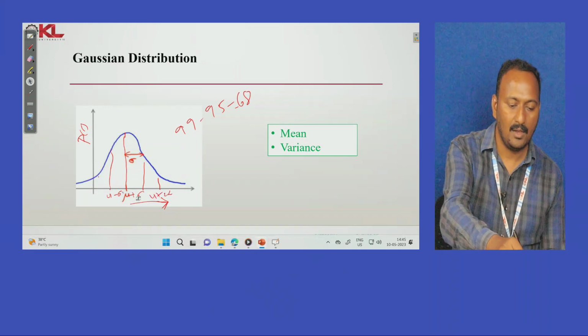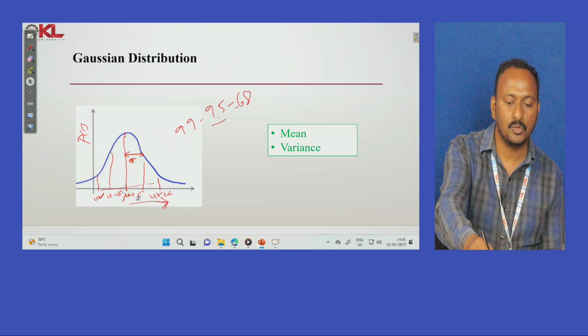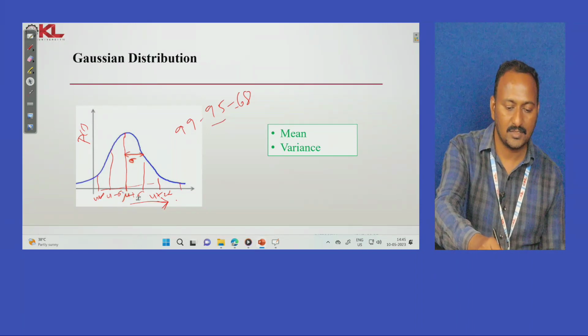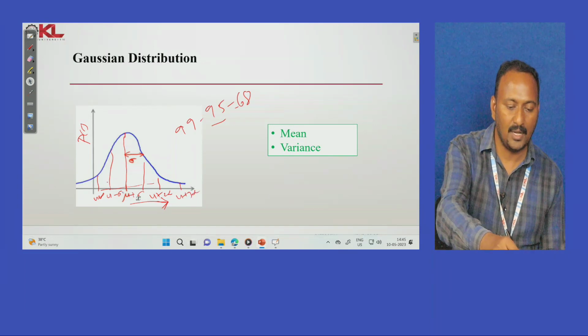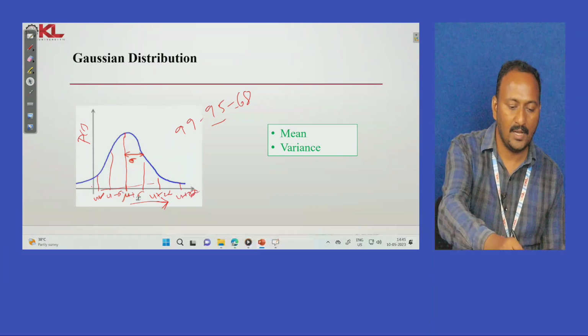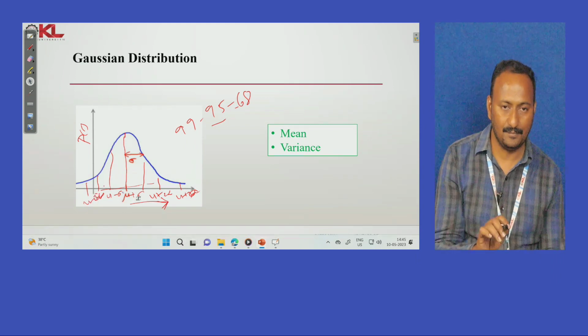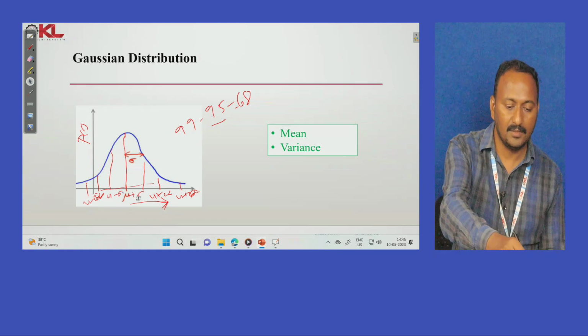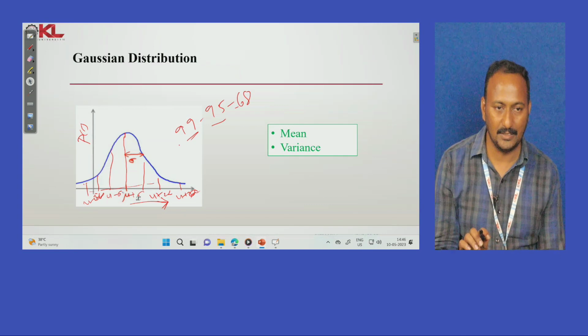And within mu plus 2 sigma and mu minus 2 sigma, a total of 95% of data is covered. And at last, within mu plus 3 sigma and mu minus 3 sigma, where sigma is the variance, a total of 99% of data is covered.